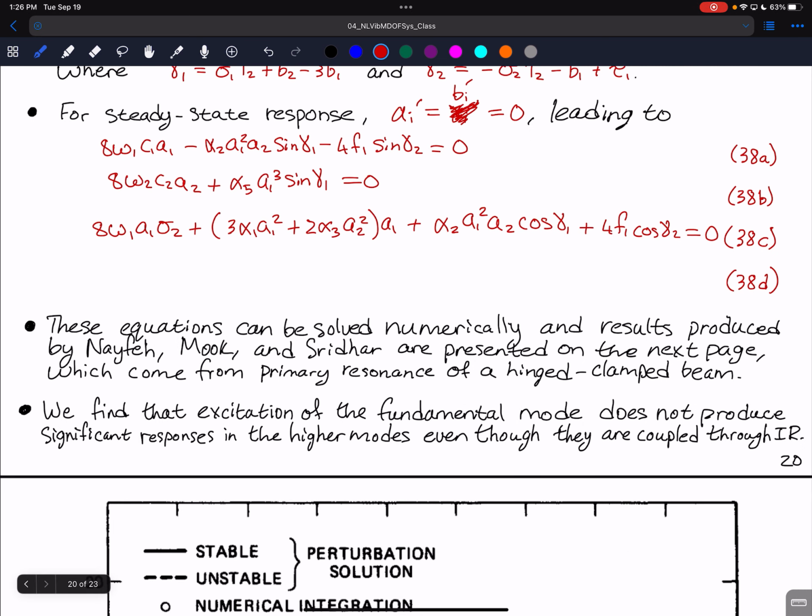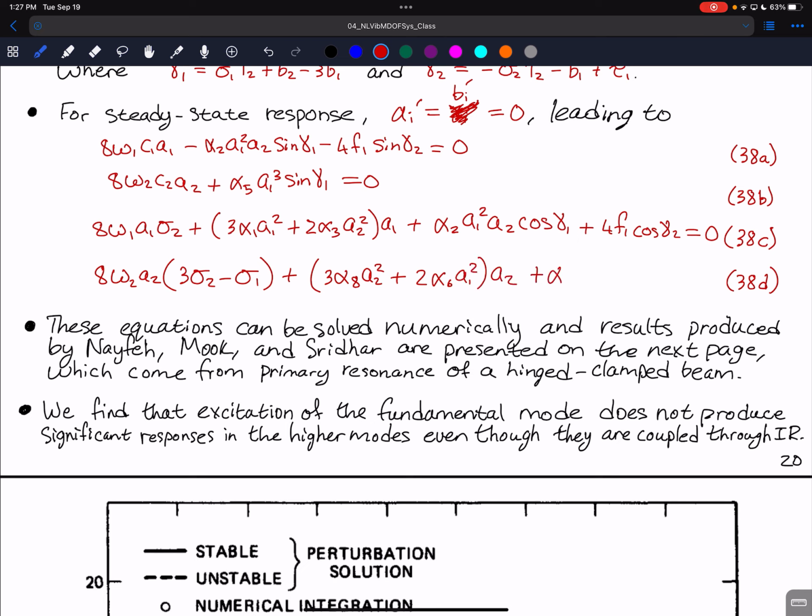And then we have one more equation, which is 8 omega 2 times A2 times 3 sigma 2 minus sigma 1 plus quantity 3 alpha 8 times A2 squared plus 2 alpha 6 times A1 squared, all of that multiplied by A2 plus alpha 5 times A1 cubed times the cosine of gamma 1, that's all equal to 0.